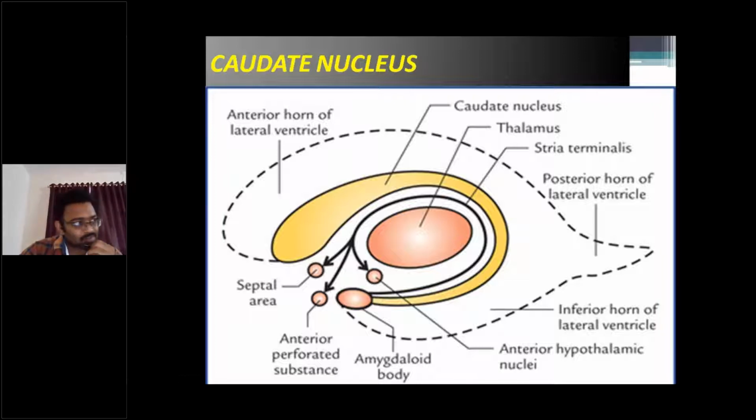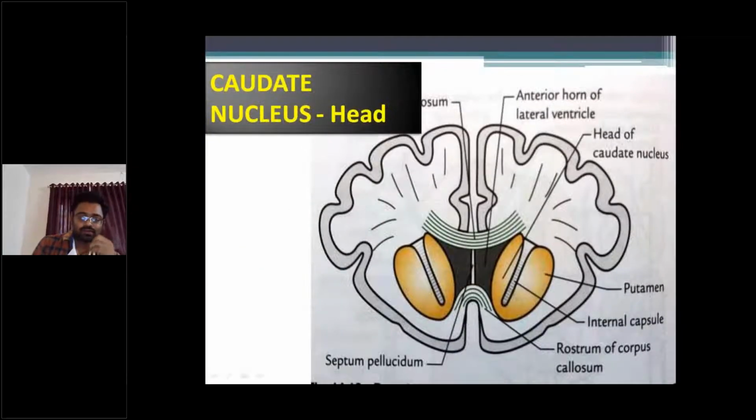So the caudate nucleus is a mass of gray matter that surrounds the thalamus and projects into parts of the lateral ventricle, right? First we see the parts of the caudate nucleus, and later we discuss its relations. So the caudate nucleus contains head, body and tail.